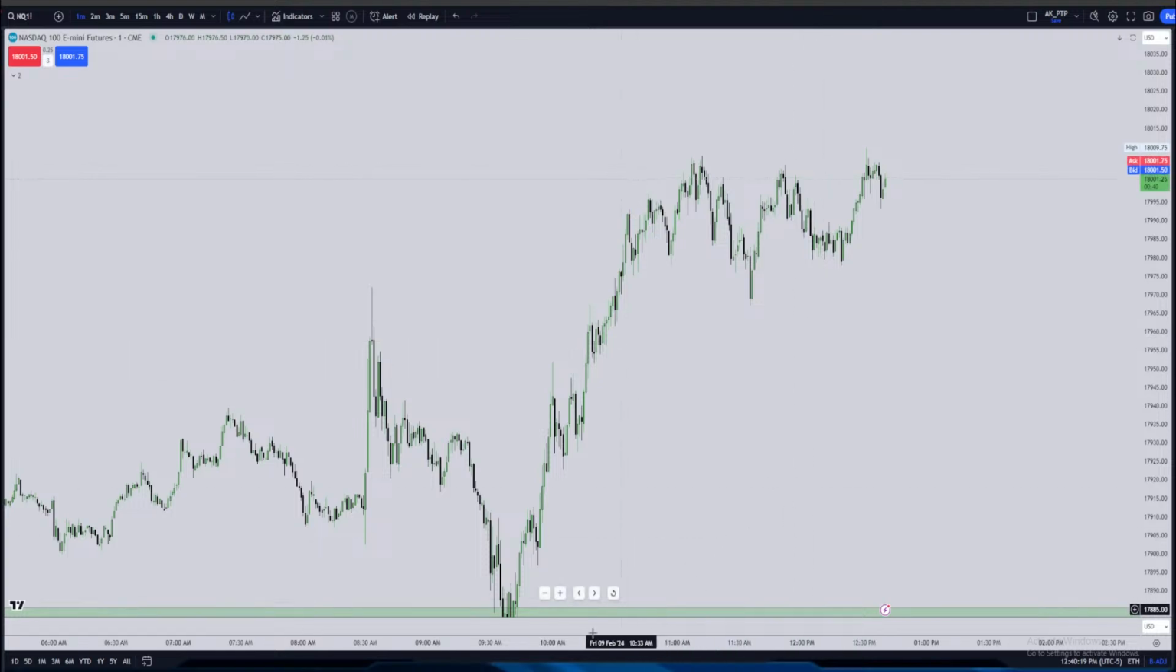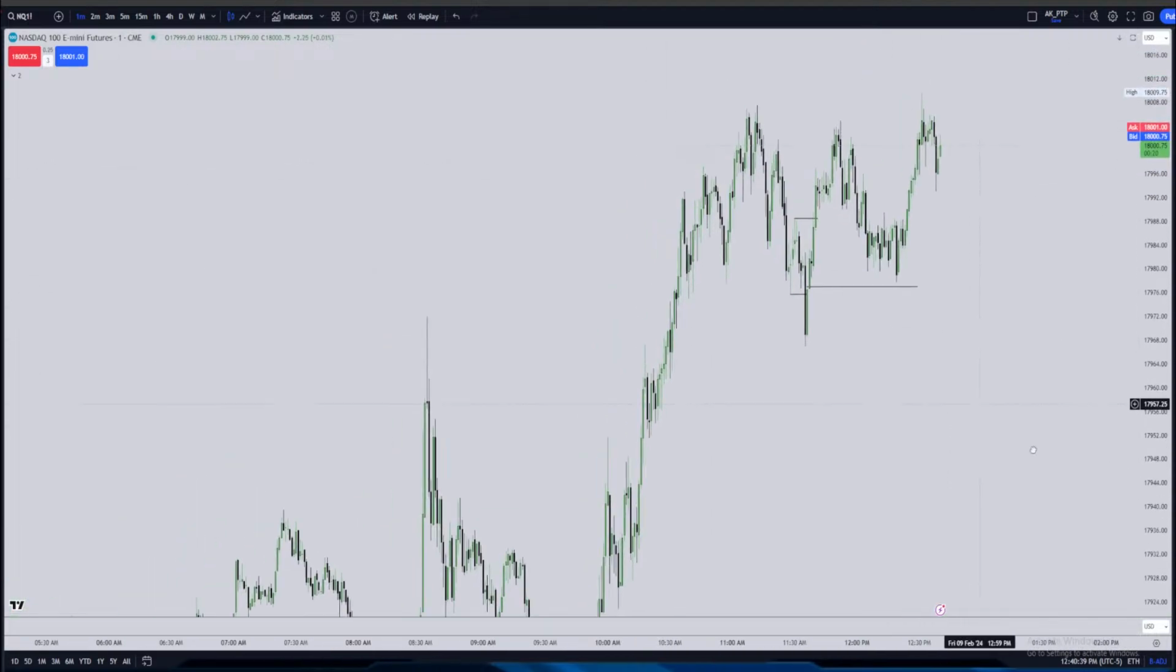But what I can see is, it has taken some liquidity, it has given you a market structure shift with a fair value right below, right around that area, a very small fair value.